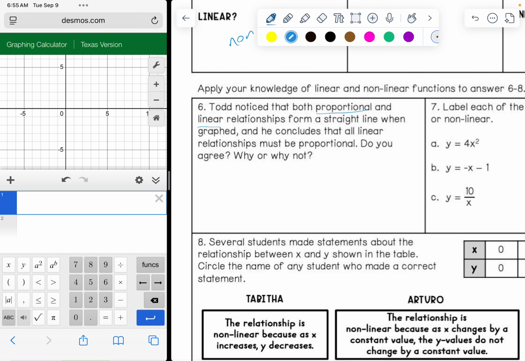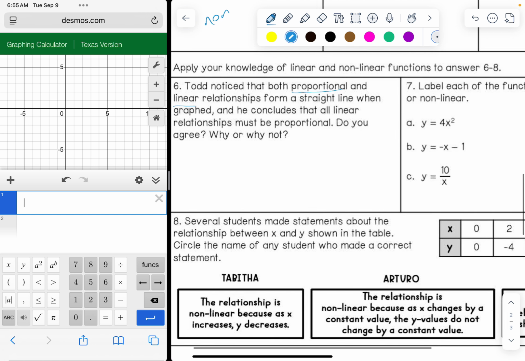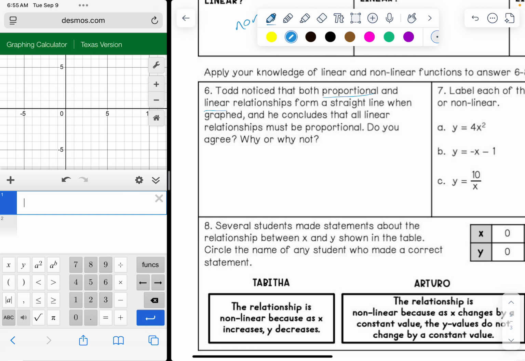Well, I'm not there to actually take your answers to this, but basically, a proportional one is always linear, but it goes to the origin. That's what sets it apart. So a proportional one is always linear, but a linear one is not always proportional. So he has it backwards. So we'll say, no, all proportional are linear.